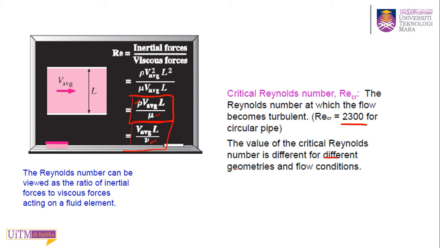So different geometry will have a different number. Okay, and flow condition and the velocity and everything. So we know at 2300, the flow is no longer laminar. It starts to change into the transition region, or we can say it starts to go to turbulent flow. So this is the number.